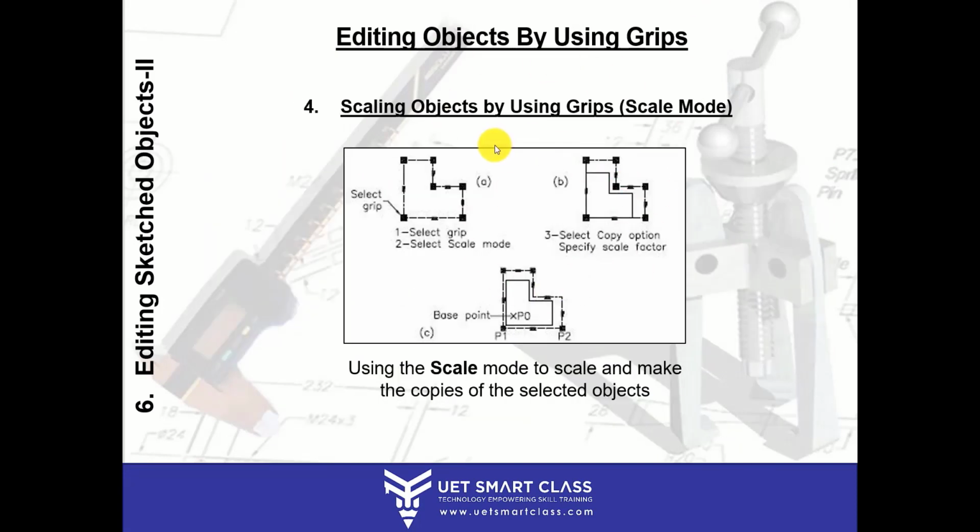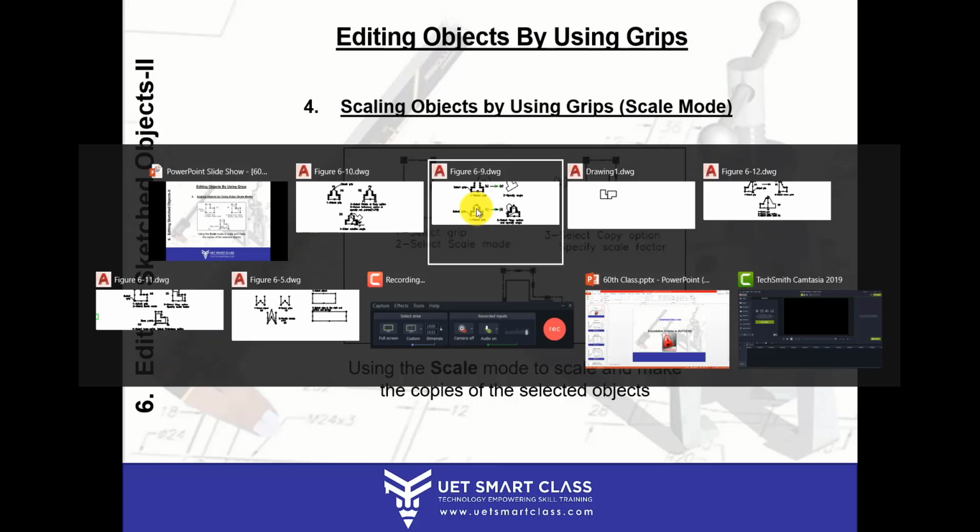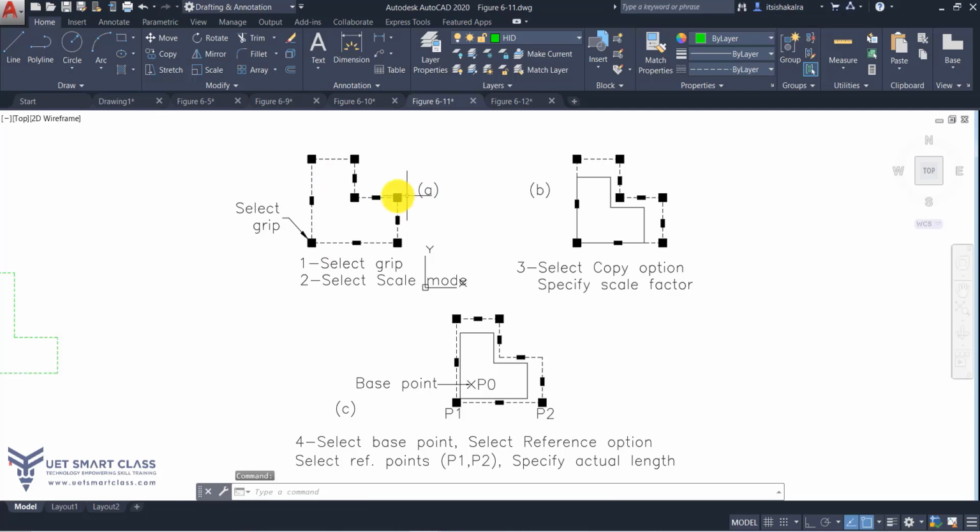Now scaling. Same as the scale tool, you can scale the object. Just select the object, take a grip point up here, select this grip point and scale up and down. You can specify the scale factor. If the scale factor is greater than 1, it will increase the size. If it is less than 1, it will decrease the size.